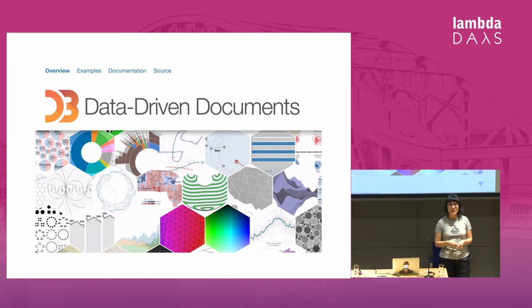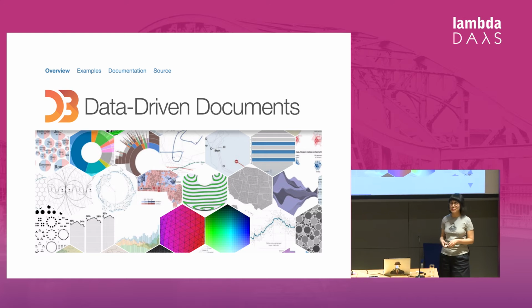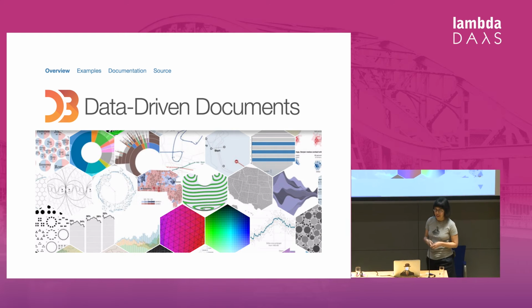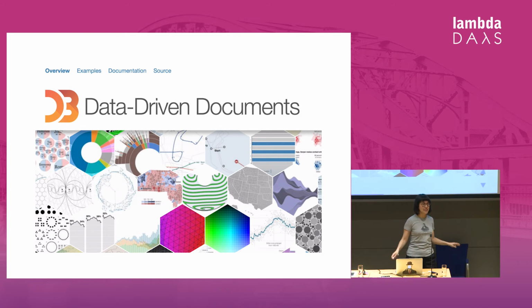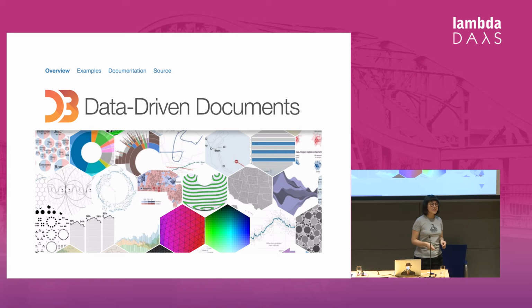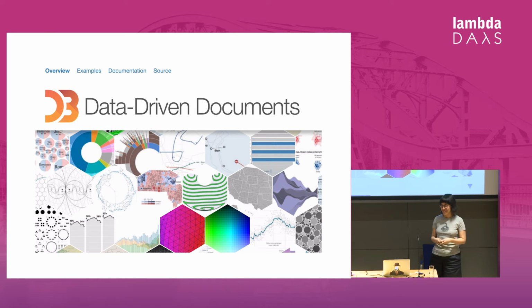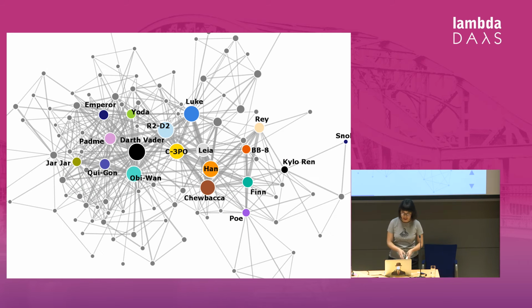So I used D3.js, which is a JavaScript library for visualizations, and it can do anything. The only problem is that for mere mortals like me, it's really hard. But if you go to the website, it has examples of so many visualizations. You just go through and pick the one you like and then tweak the code. So this is finally the social network of all 7 Star Wars movies put together.